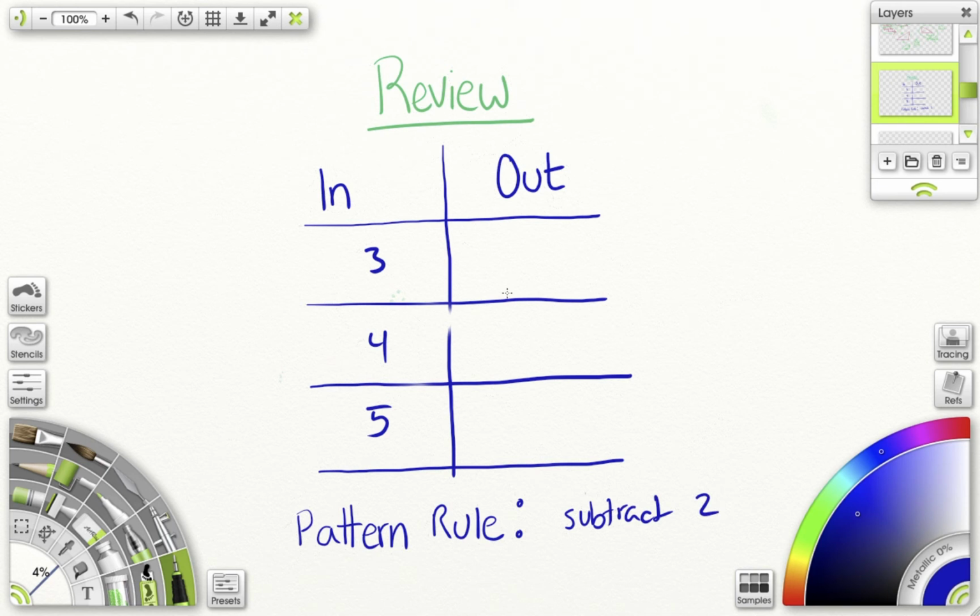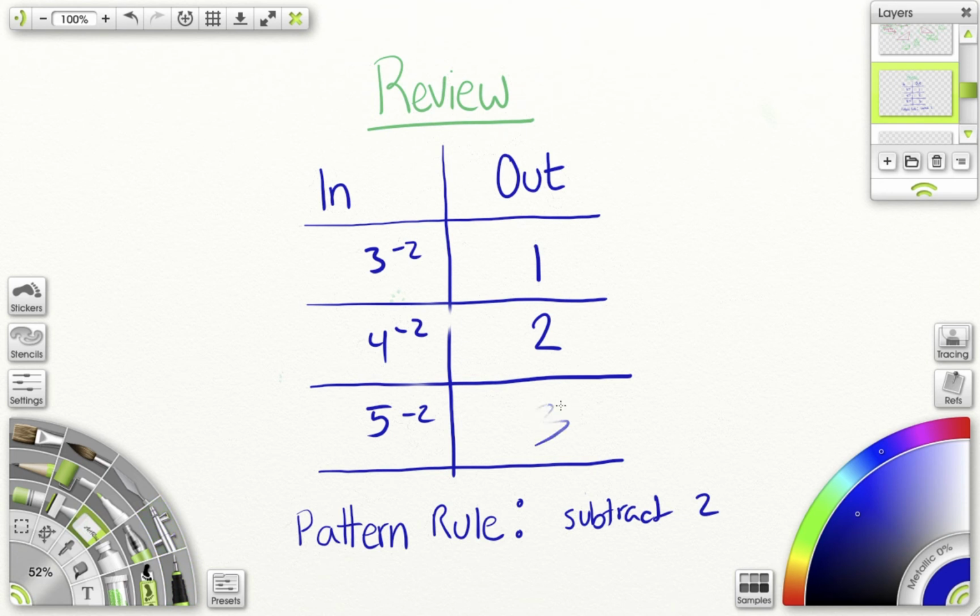So I take my input number and I subtract 2 from it. So 3 minus 2, my output is 1. Next one I have 4, so I take 4 and I minus 2 from it, and that equals 2. Next one I have is 5, I do 5 minus 2, and that equals 3. So that's our simple input and output rules.